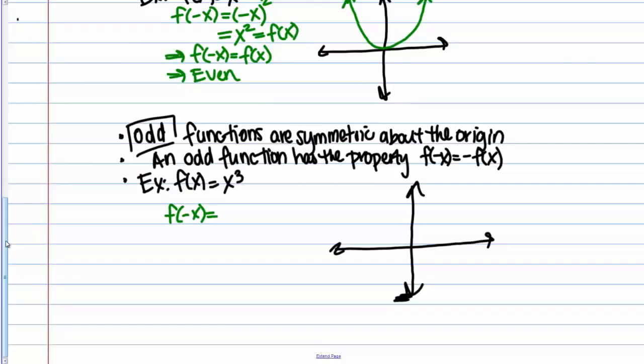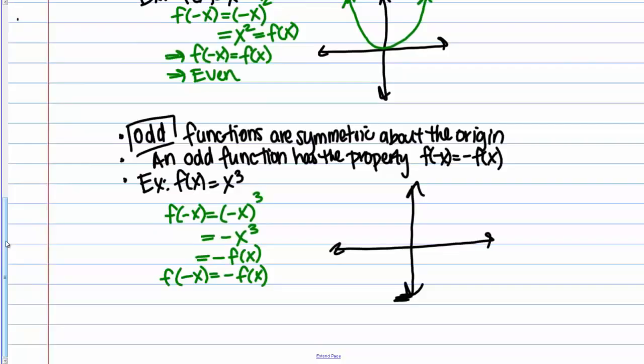Okay, so in this case, if I do that, I get negative x quantity cubed. We know that a negative cubed is still a negative, so I could write this as negative x cubed, right? So this is the negative of our original function. So this is negative f of x, right? So f of negative x equals negative f of x in this case. And that's what happens when you have an odd function, algebraically.